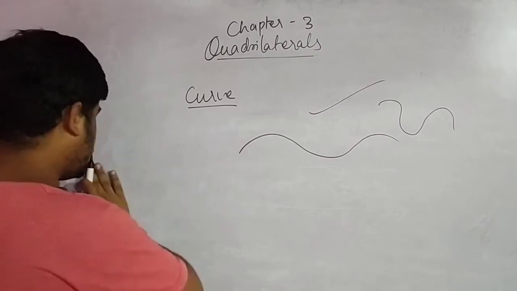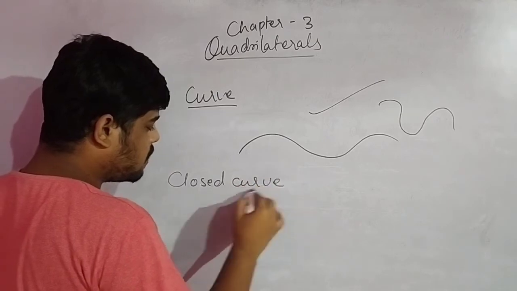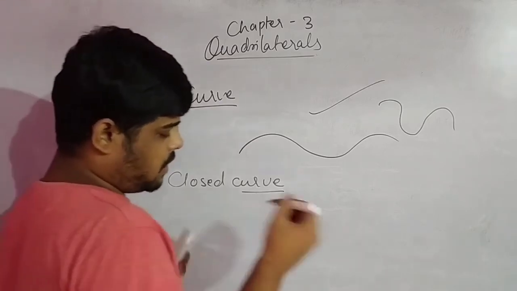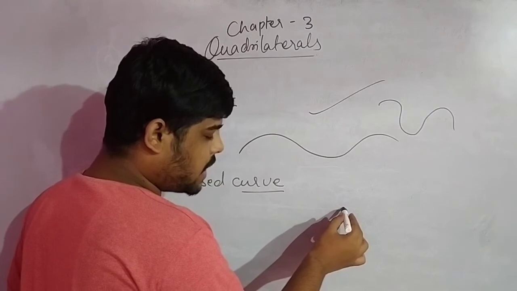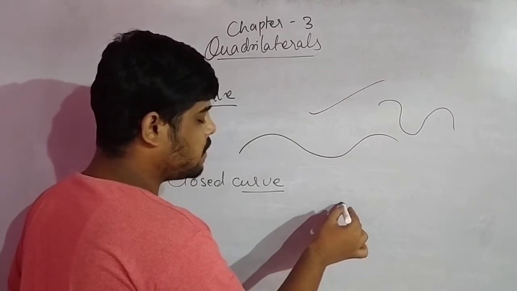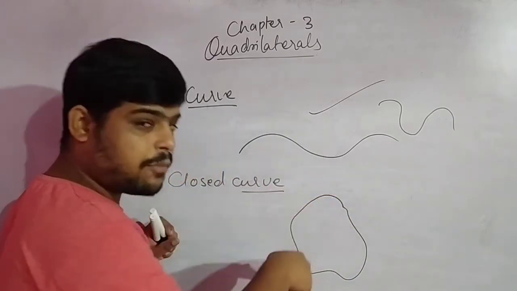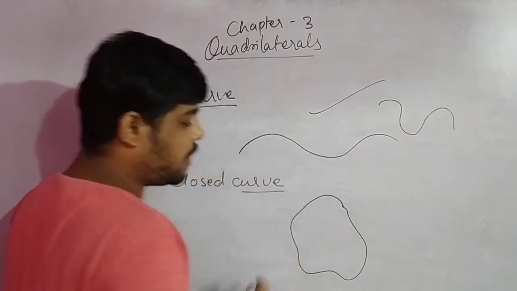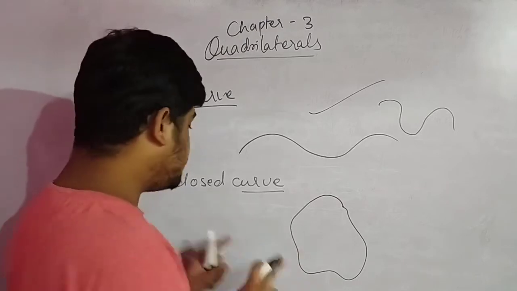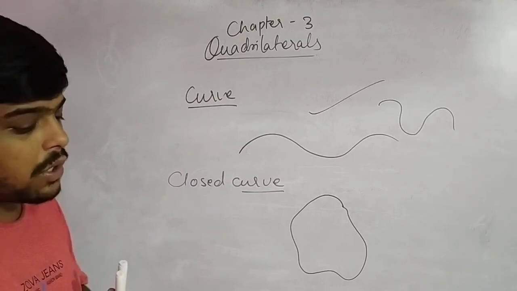Now what is a closed curve? Actually students, closed curve means if you make a curve with the same starting and ending point, this is called a closed curve. This is my starting point and this is also my ending point. So when you draw a curve with the same starting and ending point, this is called a closed curve.